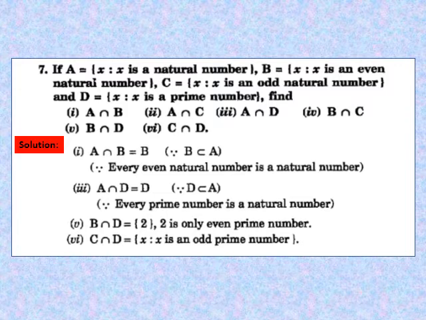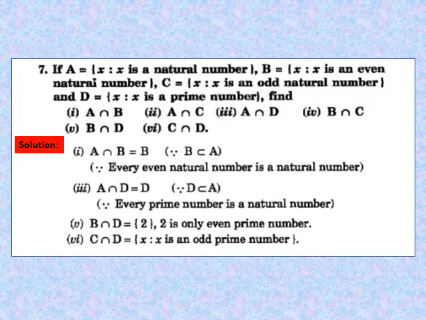Third is A intersection D. Now A intersection D is equal to D. Why? Because D is again a subset of A. D is what? Prime numbers. And all the prime numbers are included in natural numbers. So all the elements of D are in A. So D is a subset of A. So A intersection D becomes D.